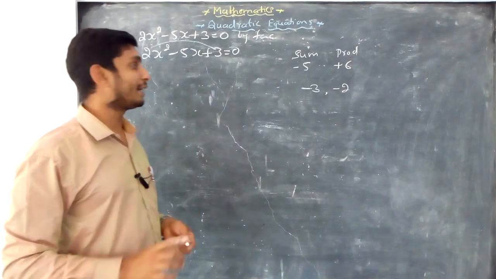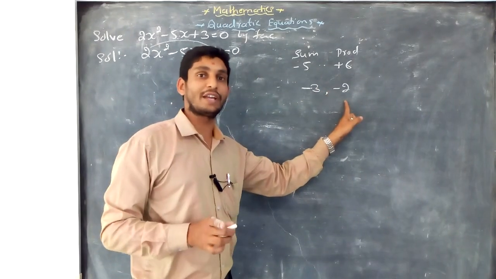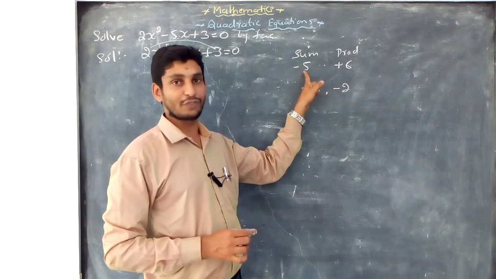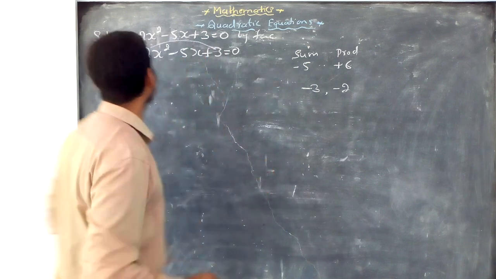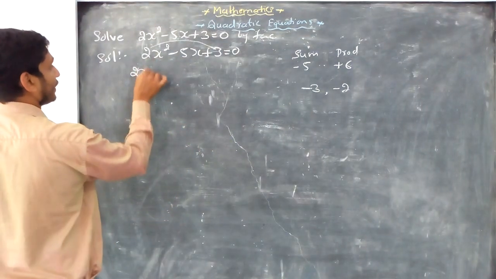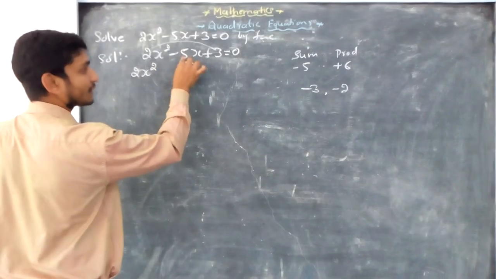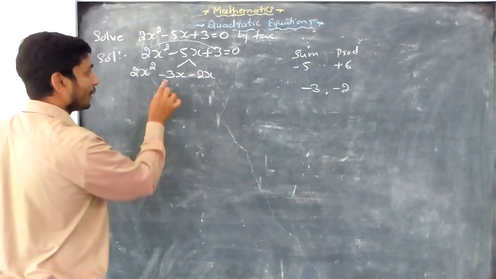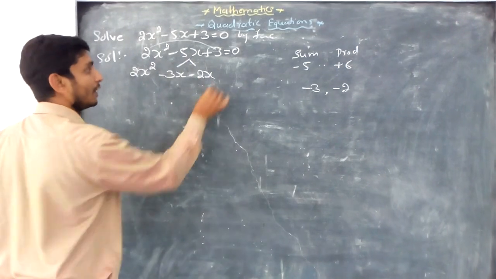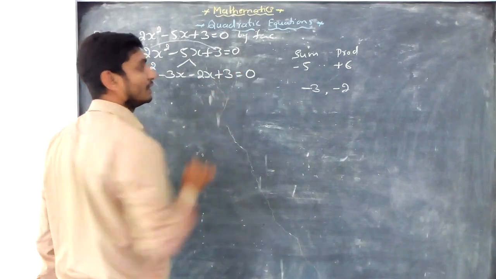Therefore, what are the multipliers? Minus 3 and minus 2. You can verify. Minus 3 minus 2 is minus 5. Minus into minus is plus, 3 twos are 6. Okay. Now, split the middle term. 2x square minus 5x can be written as 2x square minus 3x minus 2x. Once you verify, minus 3x minus 2x is minus 5x, plus 3 equals 0.